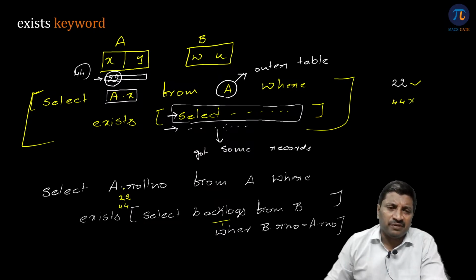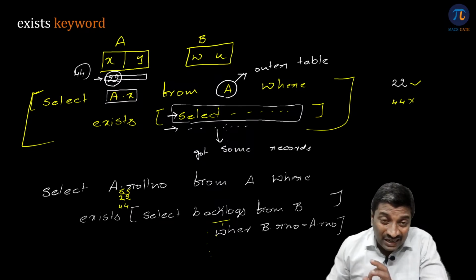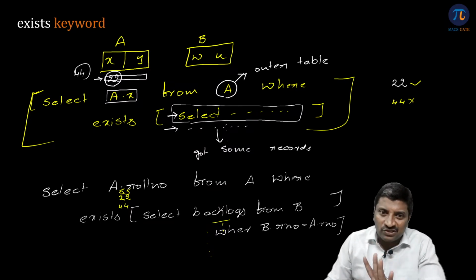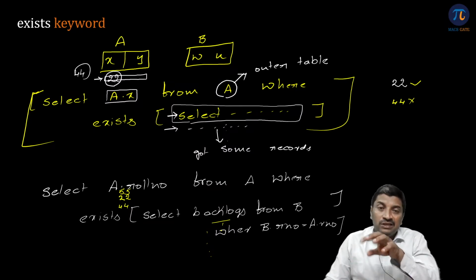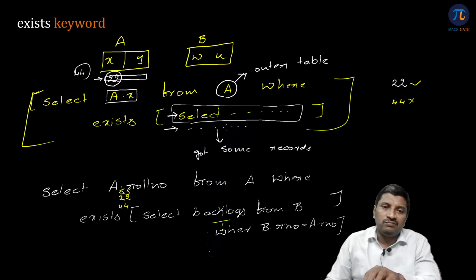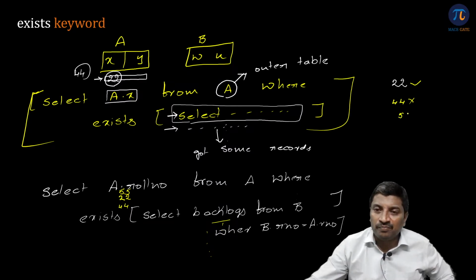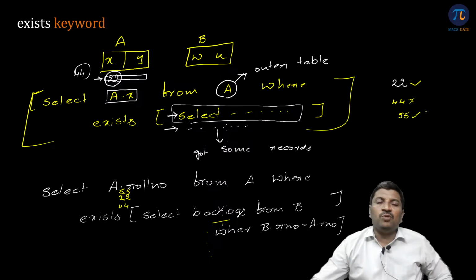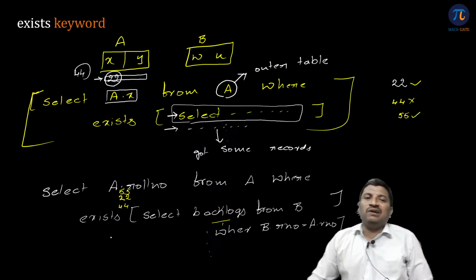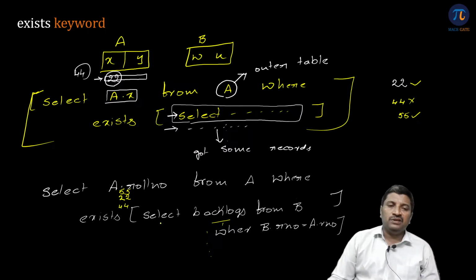Similarly, I take 55. If he has some backlogs, sir, here you are not listing the backlogs, just verifying whether there are some backlogs or not. If there are backlogs, that is, there are some records in the result of the inner query, then I will display the outer value. Hope you understood it. So that is the meaning of exists. Clear?